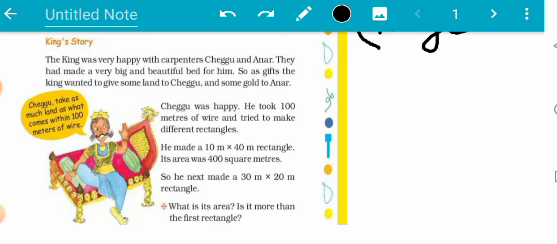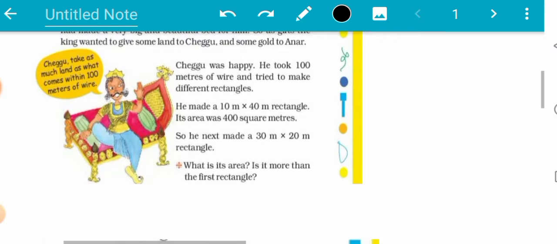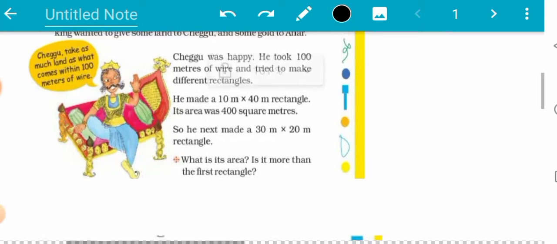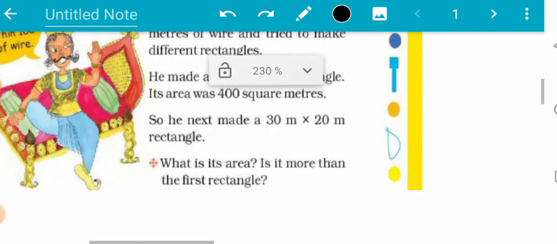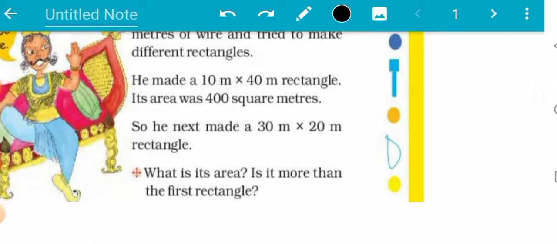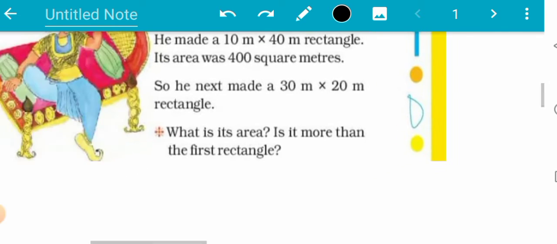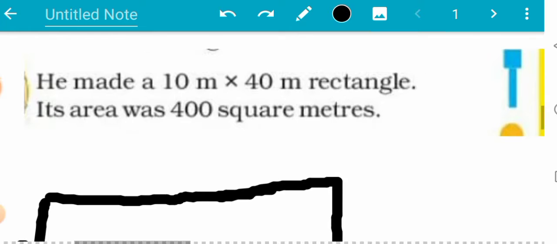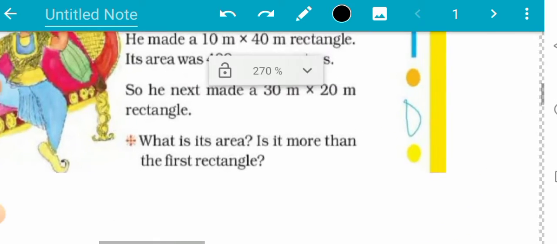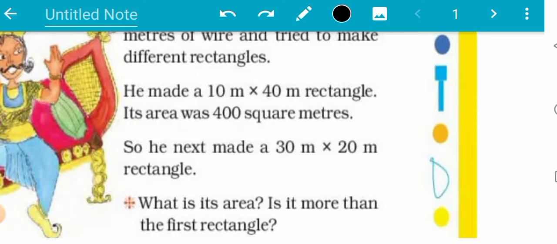So, as gifts, the king wanted to give some land to Chegu and some gold to Anar. Chegu was happy. He took 100 meters of wire and tried to make different rectangles. He made a 10 meter into 40 meter rectangle, which means 10 into 40. Afterwards we can see this one, and first we will learn this one.